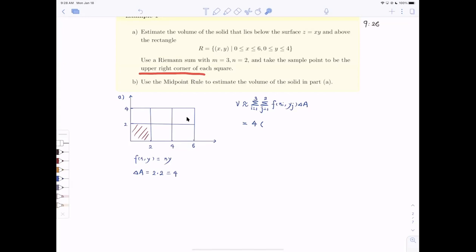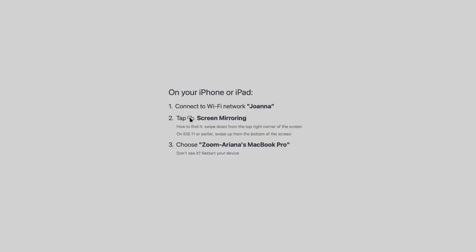Alright, so that means we have f(2,2) plus f(4,2) plus f(6,2) plus f(2,4), f(4,4) and then f(6,4), and you just compute them out. That's gonna give you 4 times (4 plus 8 plus 12 plus 8 plus 16 plus 24), and this will give you 288. Alright, so that's part A.